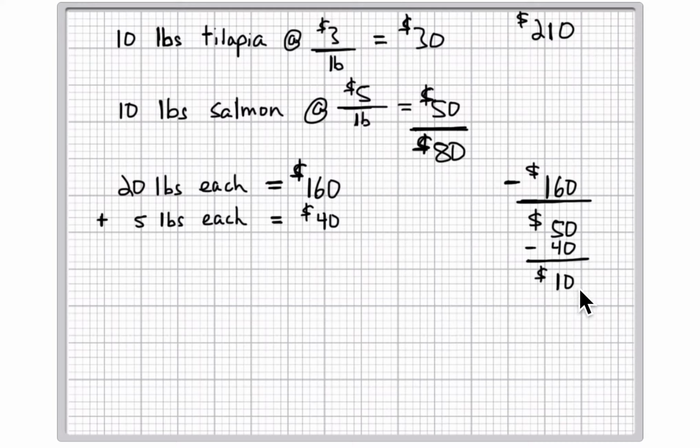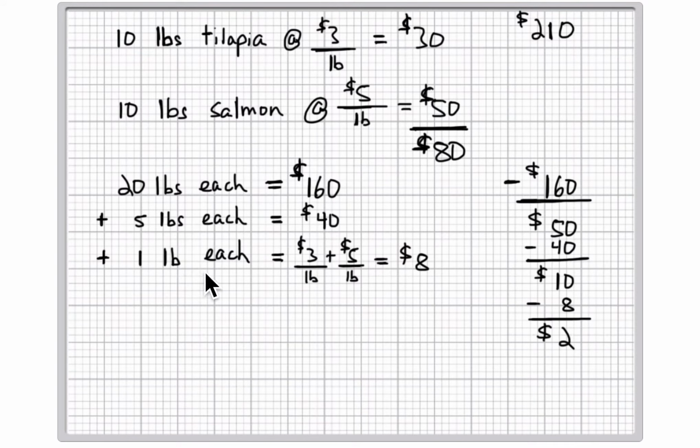I have $10 left. Now I know that if I buy 1 pound of tilapia, that's going to cost me $3. I'm going to buy 1 pound of salmon, that's going to cost me $5. So that's going to cost me altogether $8. So I still have $2 left. So for 1 pound of each fish, it's $3 of tilapia for 1 pound, $5 of salmon for 1 pound. So I'm going to spend $8 more. So now I'm up to 26 pounds of each fish. I have $2 left. How am I going to divide that $2 evenly, to get the same number of pounds?